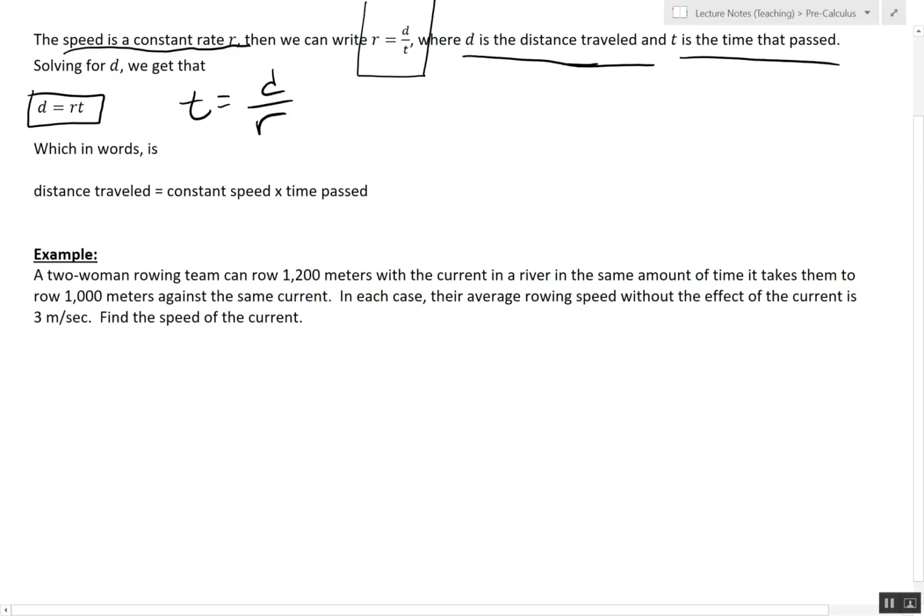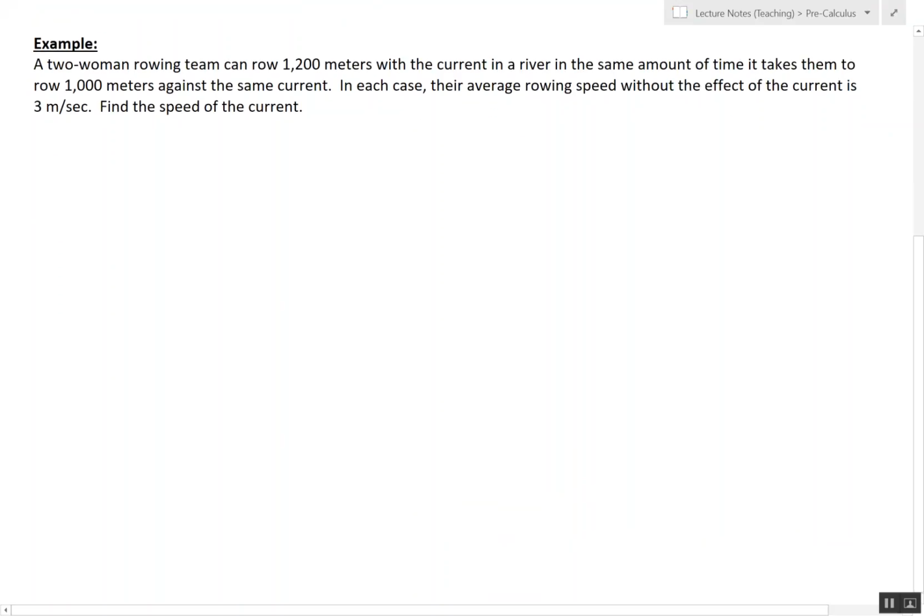So let's look at this example here. We have a two-woman rowing team, and they can row 1,200 meters with the current in the same amount of time as it takes them to row 1,000 meters against the same current. And then we know that without the current, they can go 3 meters per second. So, let's look at their speed. Their speed with the current.